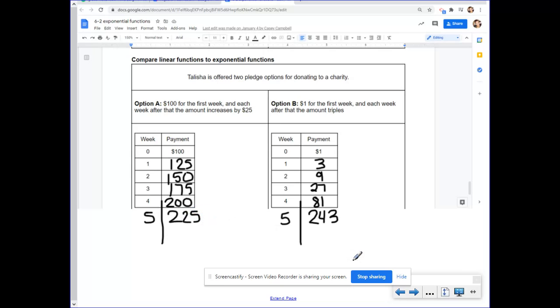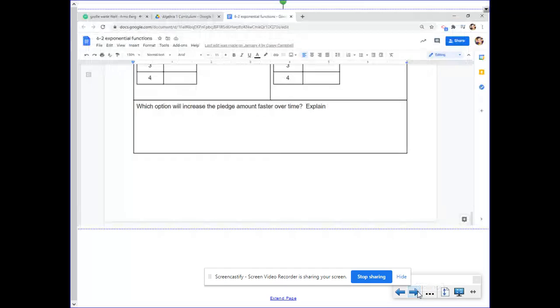Okay, so the last question for this says, which option will increase the pledge amount faster over time? So if I'm only going to do this for 2 weeks, I would choose option A because I'd make way more money after 2 weeks. But if I'm going to do this for a long period of time, which option would be better? B. So what they wrote in here, in week 4, option A gives more money, but week 5, option B gives more.